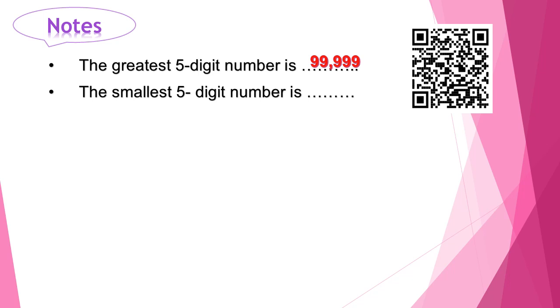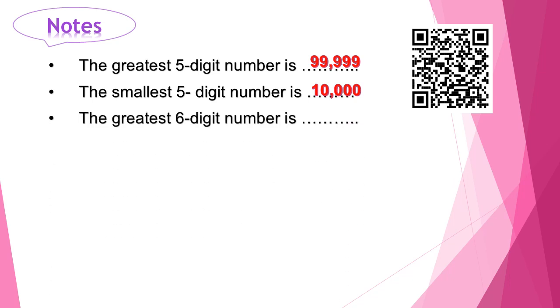The next note, the smallest 5-digit number is 10,000. Before 10,000, we have 9,999. So the smallest 5-digit number is 10,000. The next note, the greatest 6-digit number. We want the greatest number, so there will be 6 nines. Let's read together. Start from the left, and when you see the comma, just say thousand.